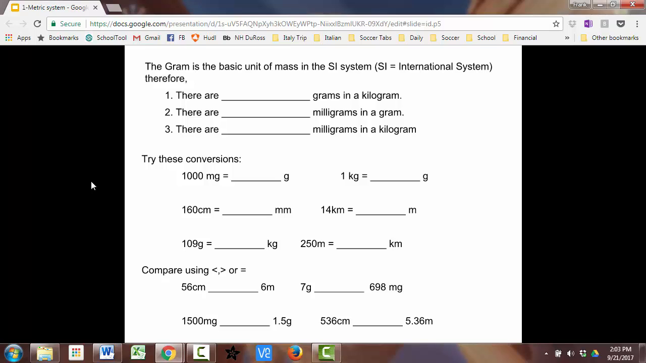As I think Bella said, gram is the base unit for mass in the metric system. How many grams in a kilogram? Derek? 1,000. How many milligrams in a gram? Arpan? 1,000. How many milligrams in a kilogram? A little more of a challenge. Milligrams in a kilogram.